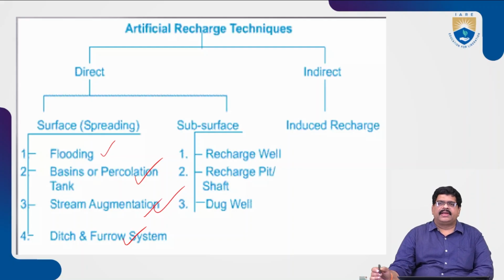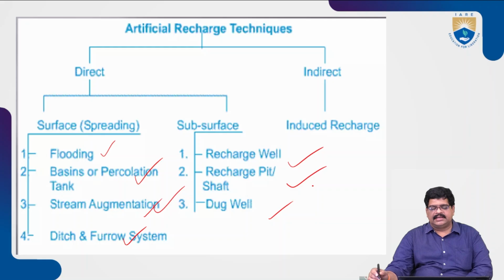Subsurface can be bifurcated. Again, recharge wells and recharge pits can be used, and dug wells can also be constructed. These are the techniques that can be applied for the direct type of artificial recharge. In the indirect type, individual recharge techniques can be applied for the artificial recharge areas. So these are some of the best examples for artificial recharge.